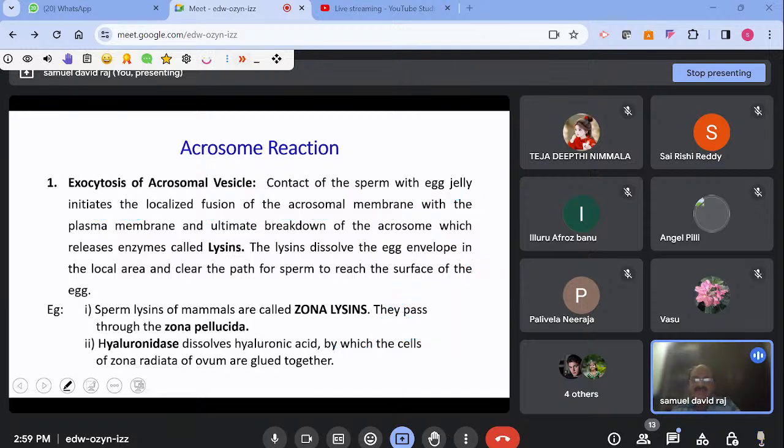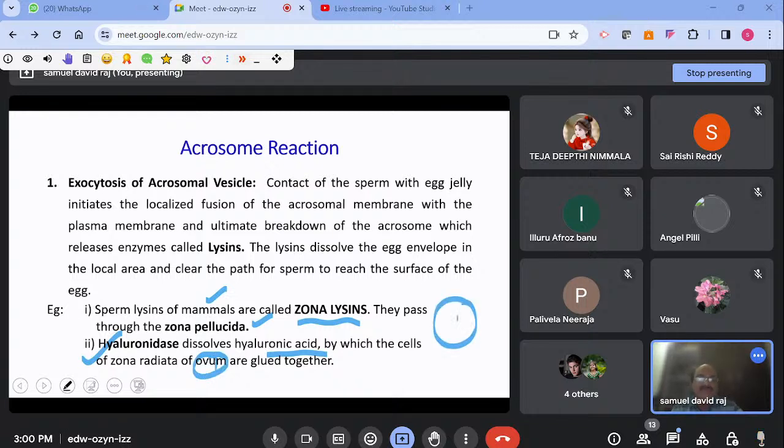And these lysins are different in different organisms. In the case of mammals, they are called zona lysins. They pass through the primary egg membrane, that is the zona pellucida. And in the case of certain other organisms, it is a hyaluronidase, which dissolves the hyaluronic acid by which the cells of the zona radiata of the ovum are glued together.